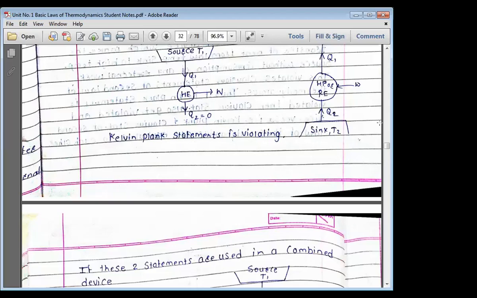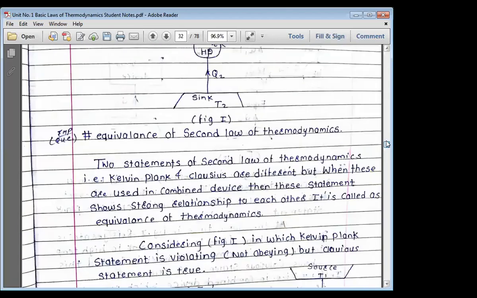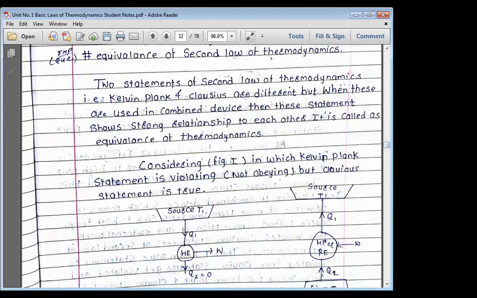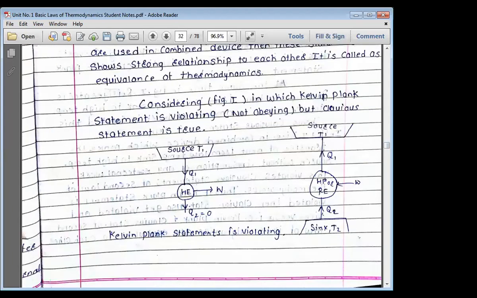ओके, पण दुसऱ्या डायग्राम मध्ये आपण काय दाखवले? एक हीट पंप आहे, रेफ्रिजरेटर आहे, हा W अमाऊंट ऑफ वर्क घेतोय आणि Q2 अमाऊंट ऑफ हीट लो टेम्परेचर सिंक कडून T1 सोर्सला Q1 पाठवतोय. म्हणजे इथं आपण म्हणलंय की क्लॉसियस स्टेटमेंट इज ट्रू. Considering a figure in which Kelvin-Planck statement is violating, not obeying, but Clausius statement is true.